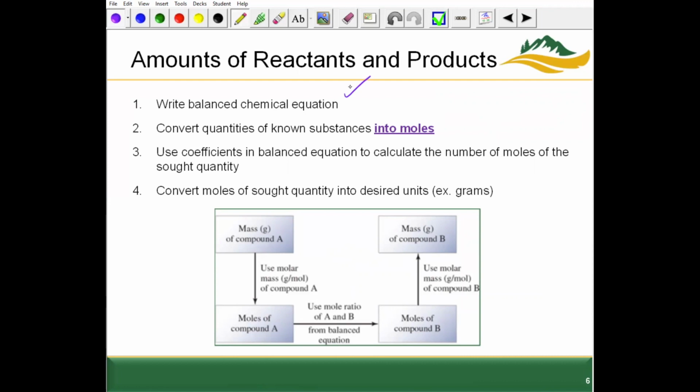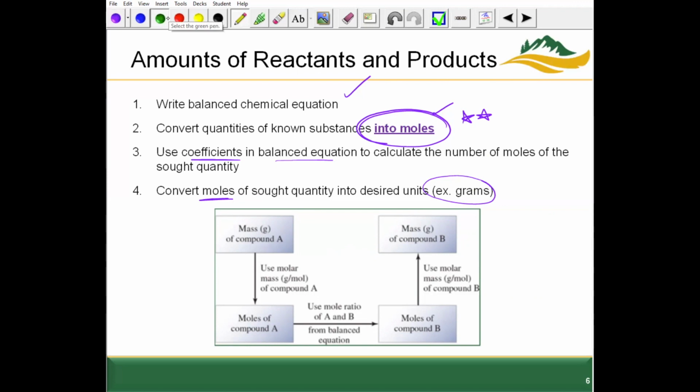Still, though, we need to balance the reaction. We have to convert into moles first. We're going to use the coefficients from that balanced equation. Then, if needed in the problem, we'll then take moles into grams. But always, always moles first.